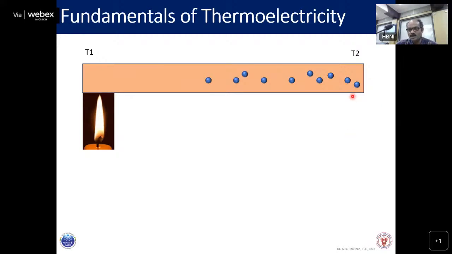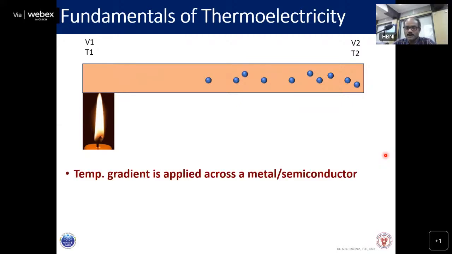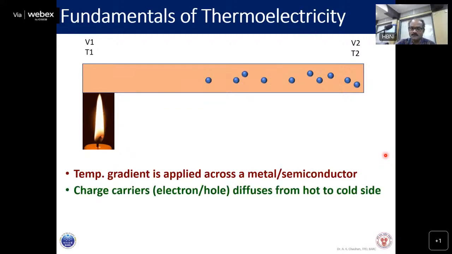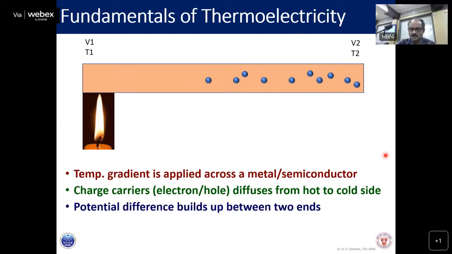So this part will become more negative, and this will be positive. An EMF will be developed between these two ends. Suppose this is at potential V2 and this is at potential V1. If we see V2 minus V1, there will be a potential. This is the main principle behind thermoelectricity. If you apply a temperature gradient across a metal or semiconductor, charge carriers diffuse from one end to the other, and a potential difference builds between these two ends.